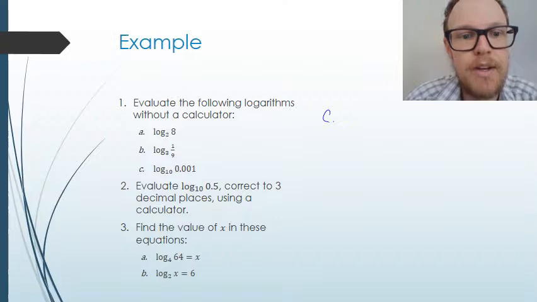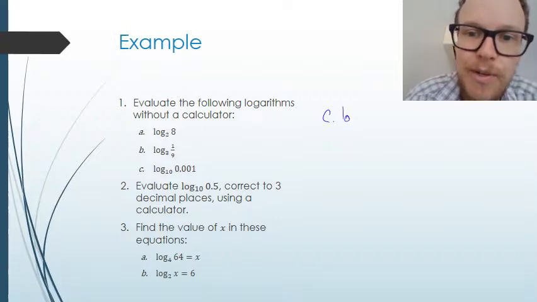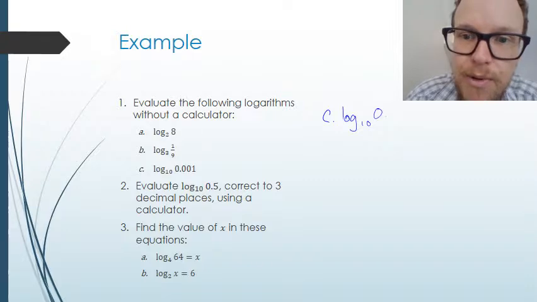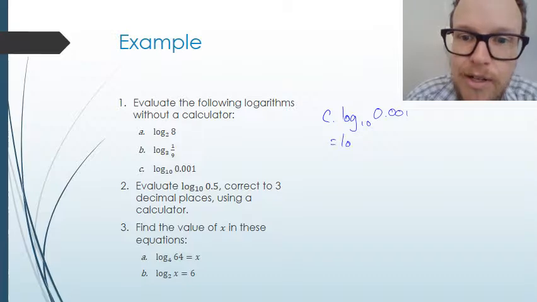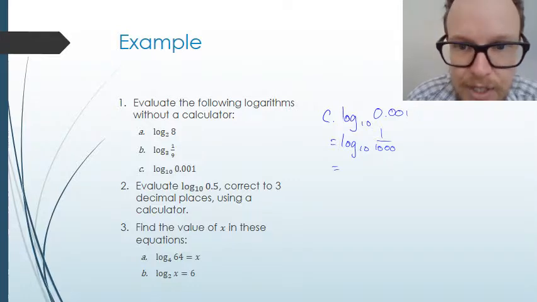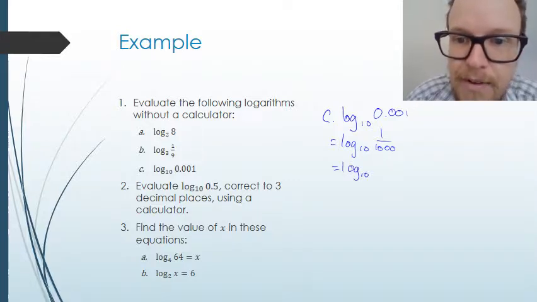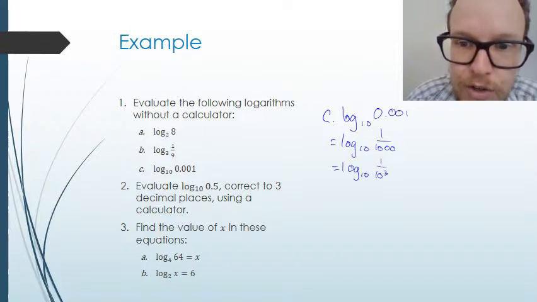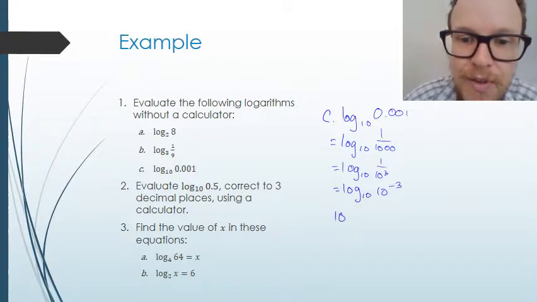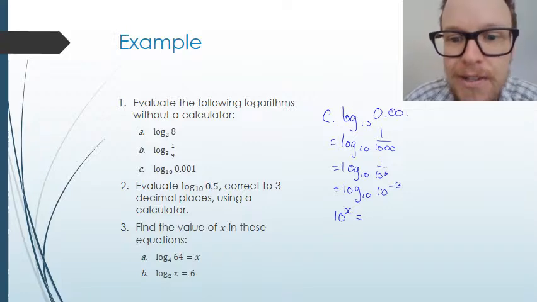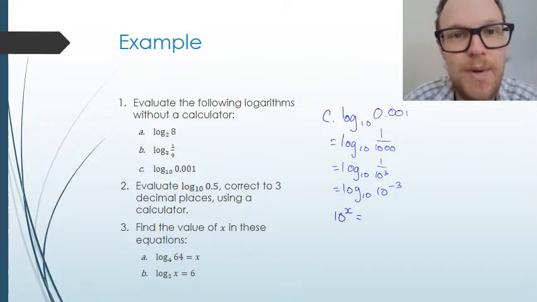For 1c here, we've got log to the base 10 of 0.001. Now this is going to be the same as log to the base 10 of 1/1000, which is equal to log to the base 10 of 1/10 cubed, which is log to the base 10 of 10 to the -3. So we're being asked, if the exponent is unknown, what exponent would we get 1/1000th?